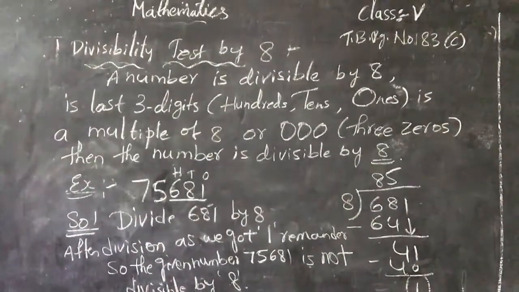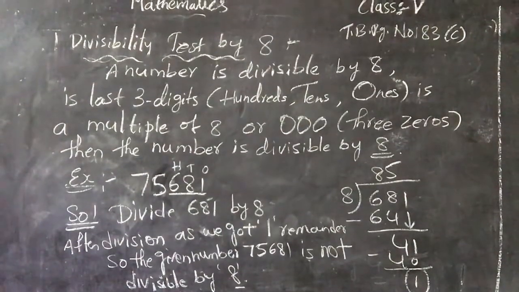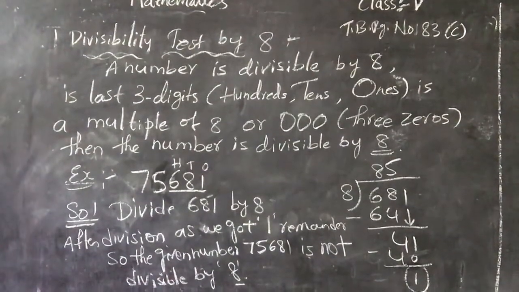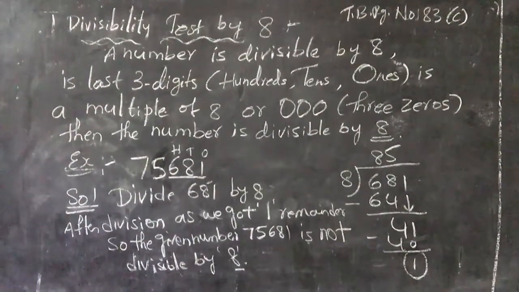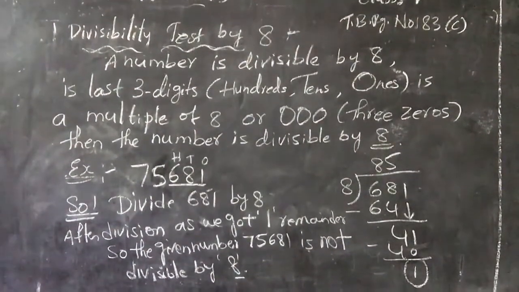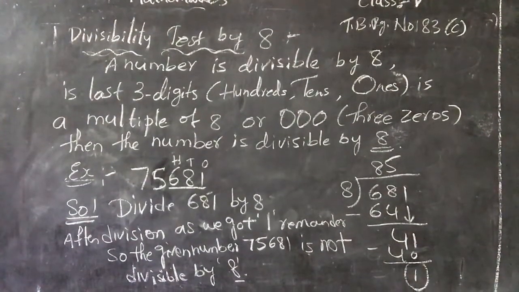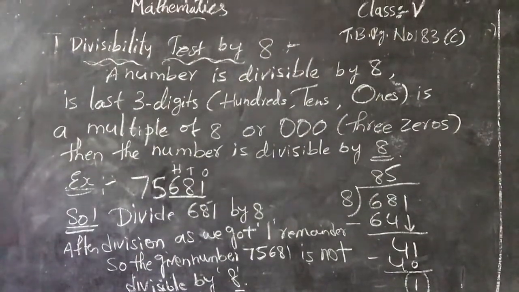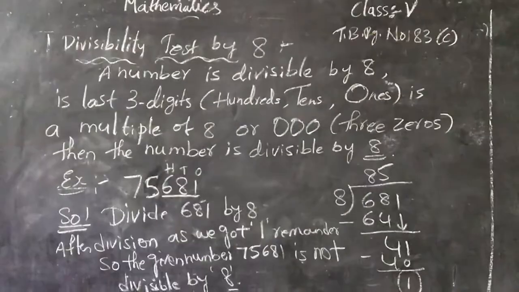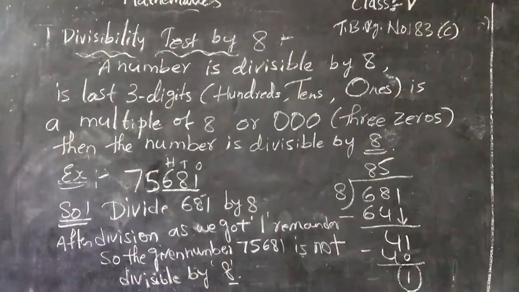So after copying this, children, the remaining sums of page number 83, section C, you have to do in the classwork, and after completing that, send me the clipping to my WhatsApp number. Okay, copy it neatly. Okay, today's homework is to complete textbook page number 83, section 2, A, B, C. Okay.